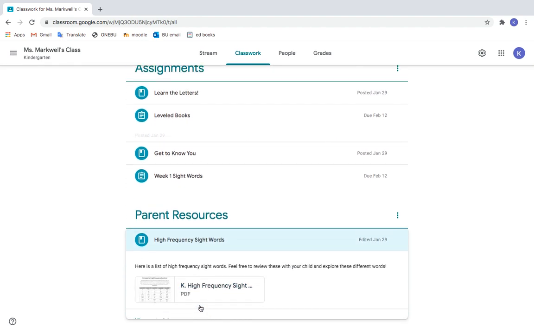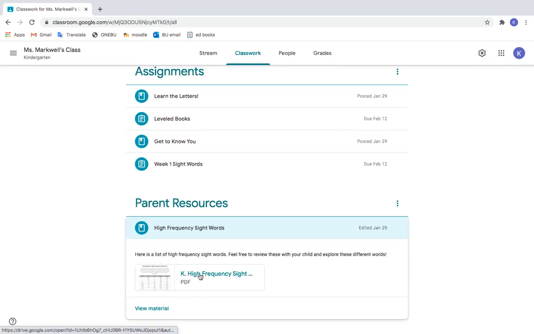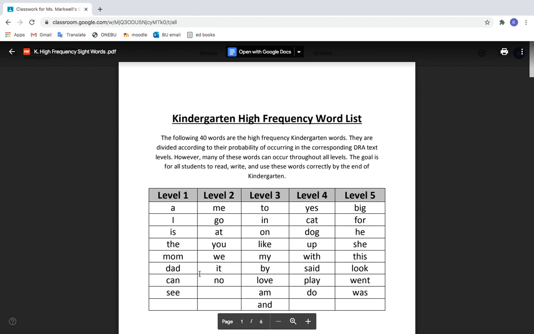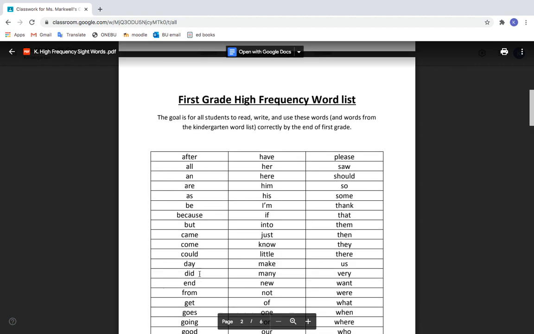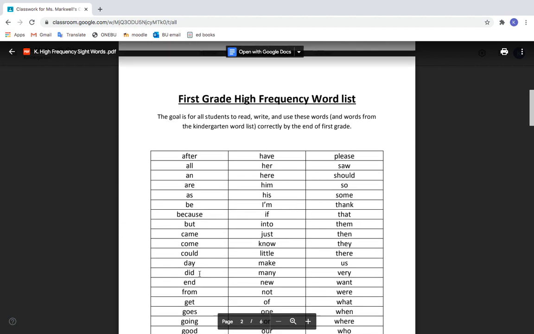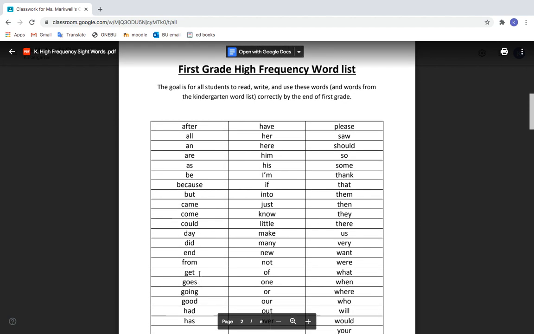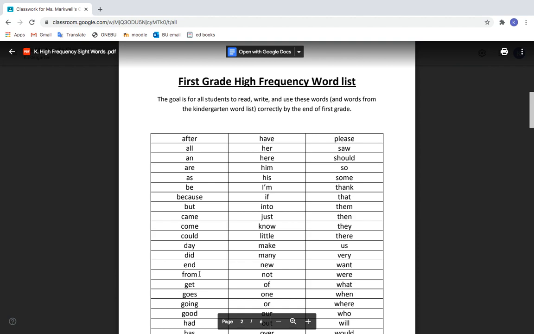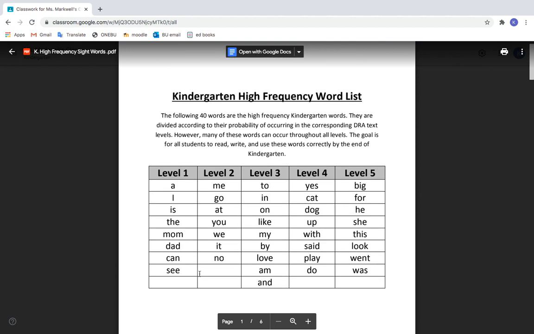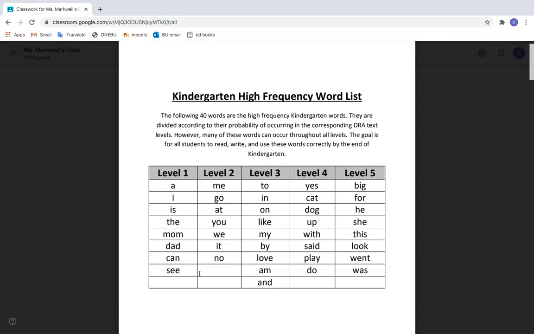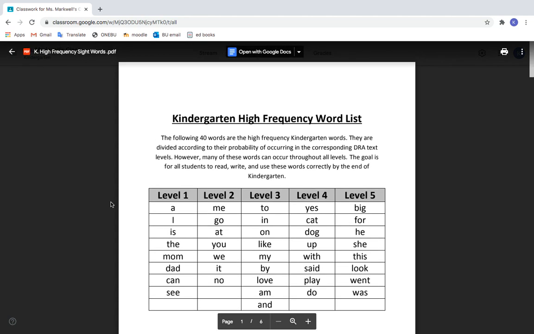So the first resource I put on was just a PDF, and this is kindergarten high frequency word list. I like this because it has honestly K through 5 through here. So if students were really excelling, they could even start looking at first grade high frequency word list. But as students are reading and exploring material outside of the classroom, I wanted those who are helping the student to know just some words that they are really going to be working on and seeing a lot that we need to master. So I thought this was a fun thing to share.